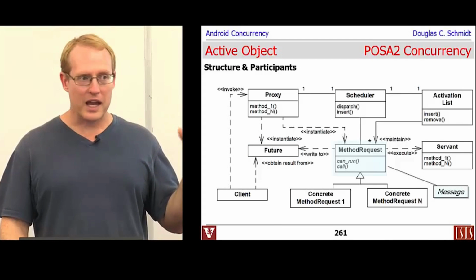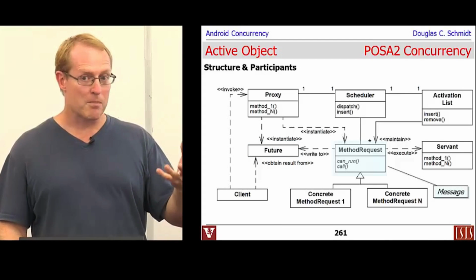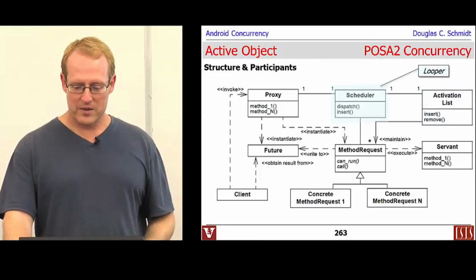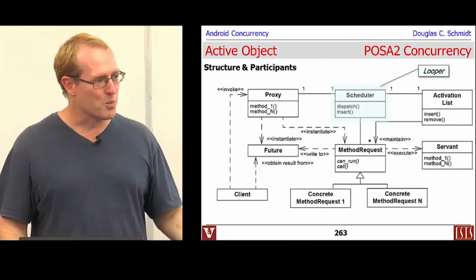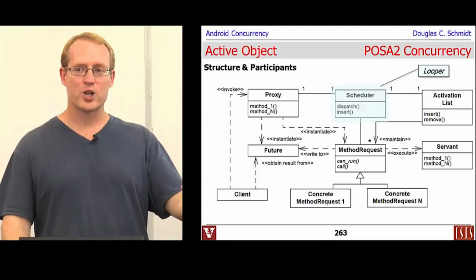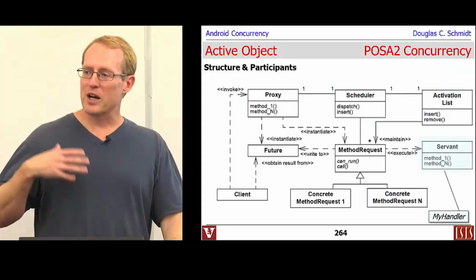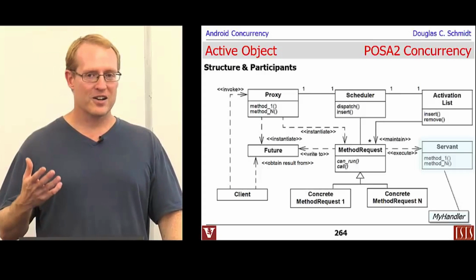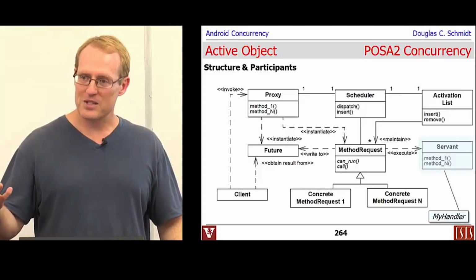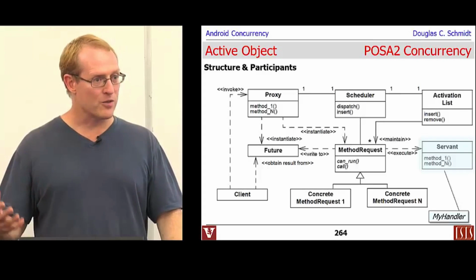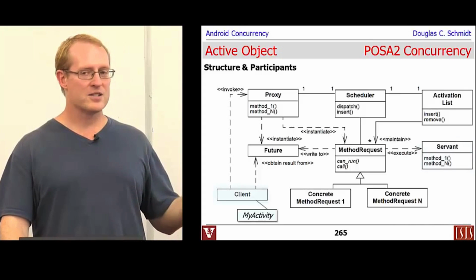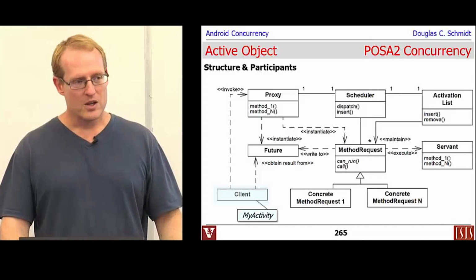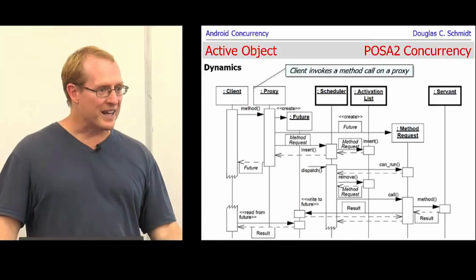The method request in Android out of the box is essentially a message. That gets stuck into a message queue, which is the activation list. There's something we've seen before called the looper, which plays the role of the scheduler in conjunction with the message queue. And whatever handler you define that subclasses from the default handler class and fills in the handle message method, that's the servant. And of course, the client is whoever invoked this thing in the first place, like some activity, perhaps. OK, so that's the static view.